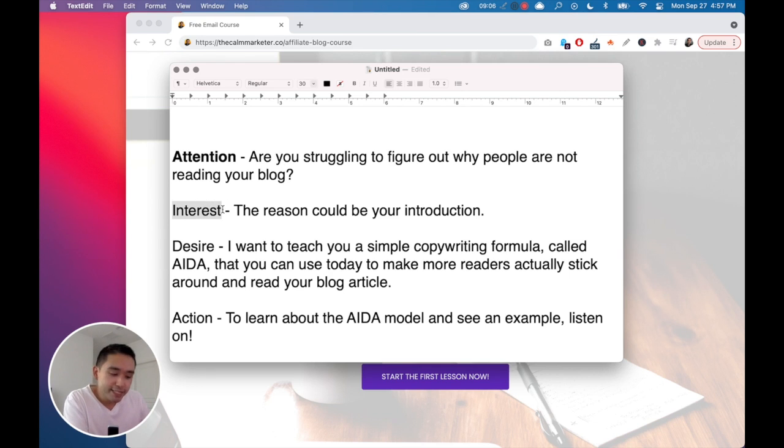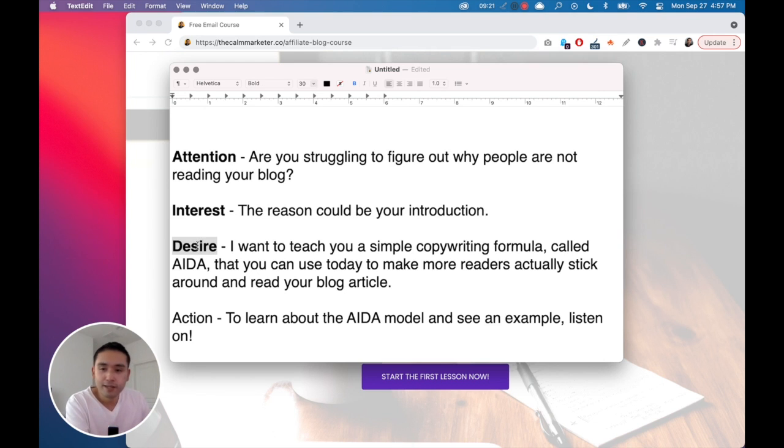And next one is interest. So you want to pique their interest. So you could say, the reason could be your introduction. So that's, okay, so the reason why people are not reading my blog is my introduction. And then the next one is the desire, right? So the desire is, I want to teach you a simple copywriting formula called AIDA that you can use today to make more readers actually stick around and read your blog article. So this fleshes it out.